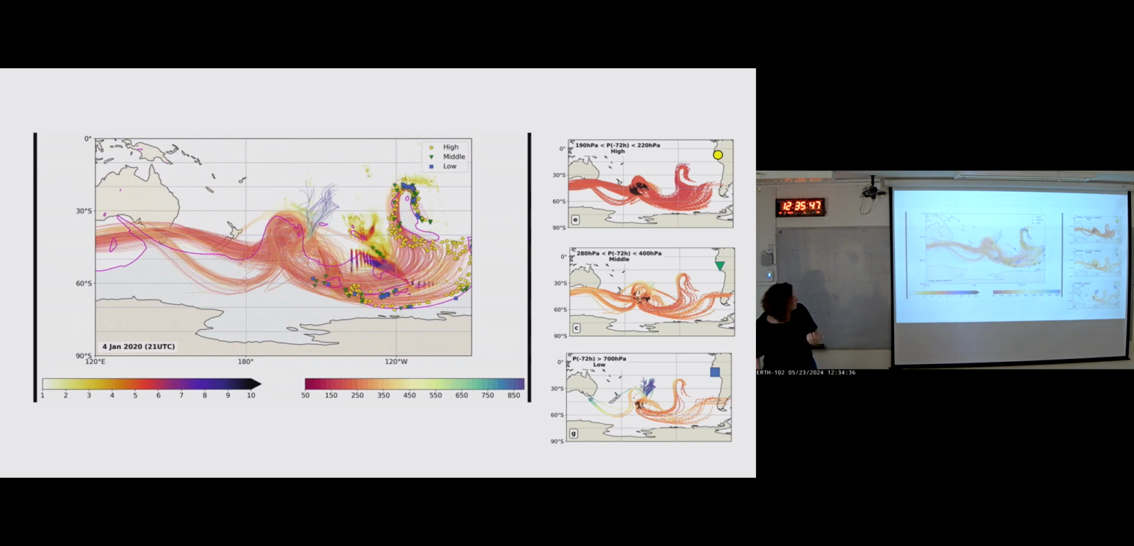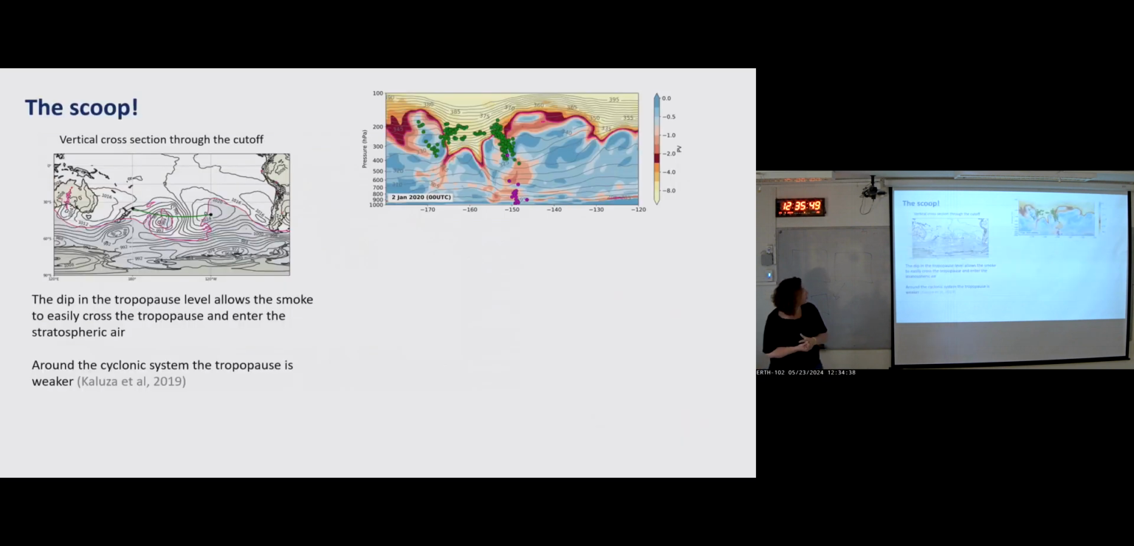To see this vertical motion, what we needed to do is a cross-section. We need to look at the vertical cross-section along this very deep low, and the green line is the cross-section that you see over there. The colors are the potential vorticity. The magenta line gives us the barrier between the tropospheric air and the stratospheric air.